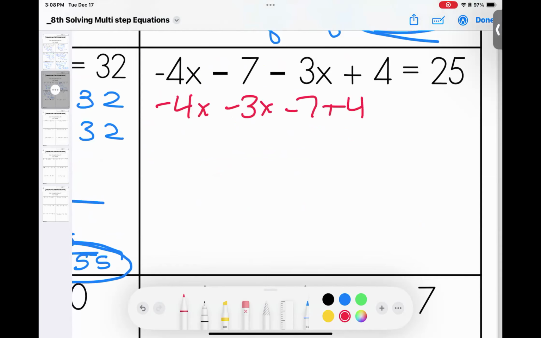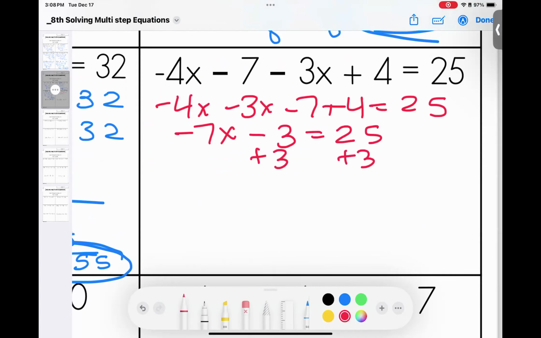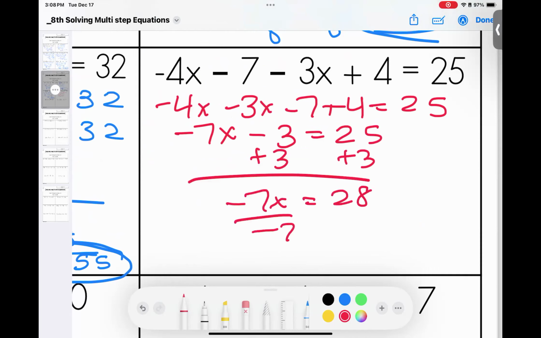Rewriting like and like together. I have negative 7x minus 3 is 25. Add 3 to both sides. Negative 7x is 28. Dividing, x is equal to negative 4.